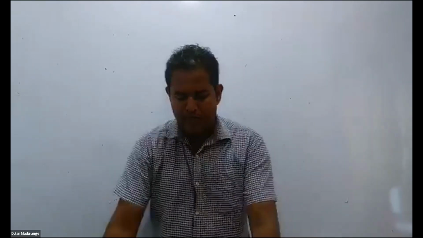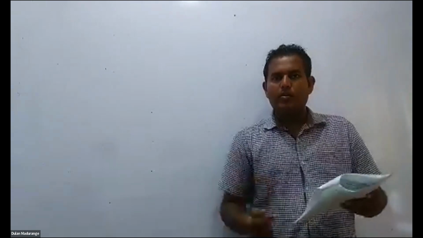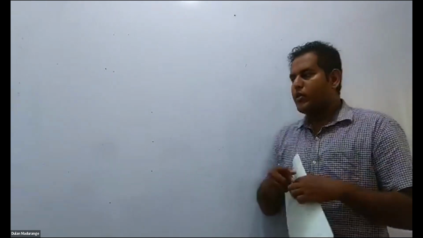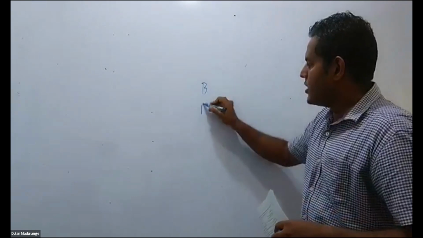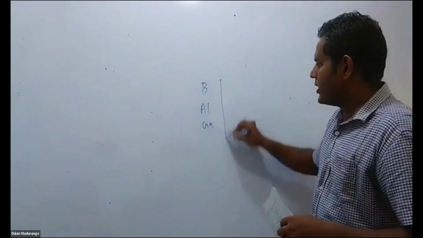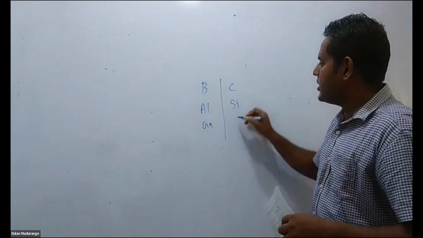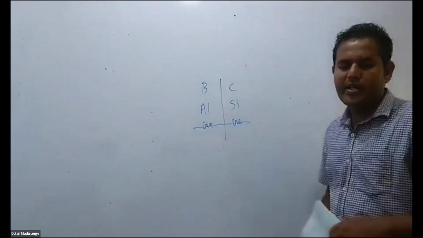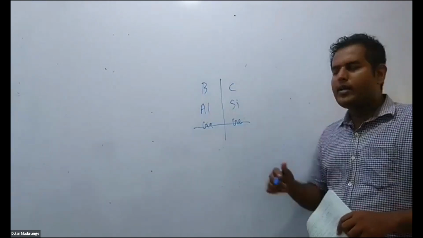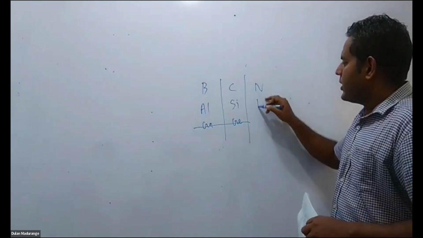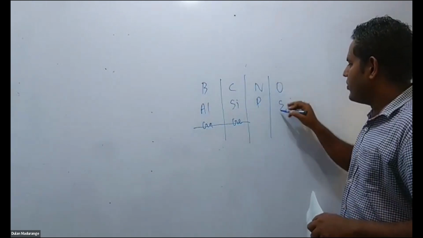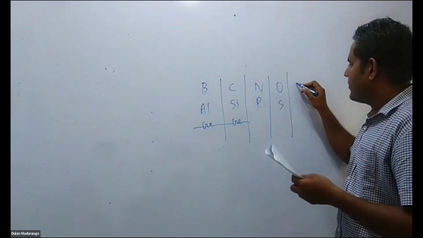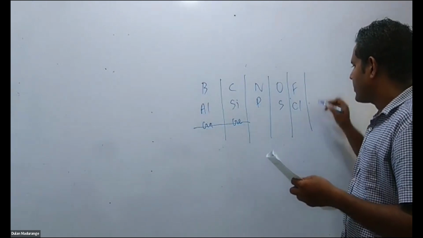But now, first of all, in this question, X, Y, and Z are elements that belong to the same group of the periodic table. So then you have to focus on the periodic table for this question: boron, aluminium, gallium, group 3. Then group 4, carbon, silicon, germanium. They are not giving these elements generally, right? Only second period and third period. Then nitrogen, phosphorus, arsenic. Then oxygen, sulfur, selenium. Then fluorine, chlorine, bromine.